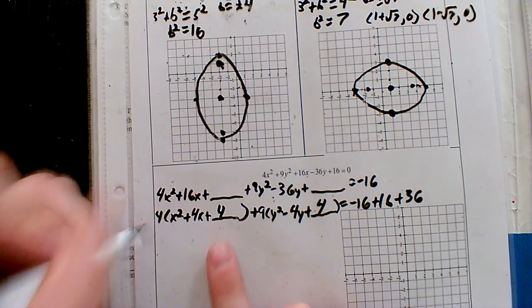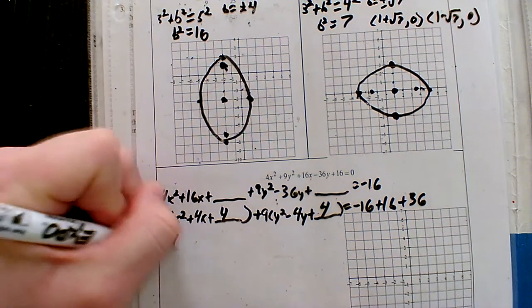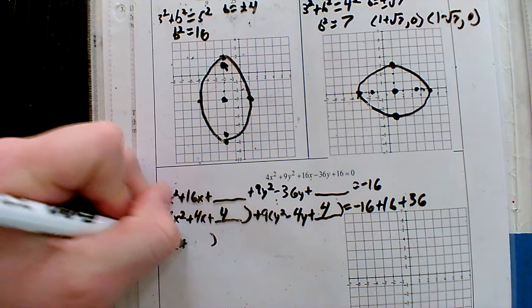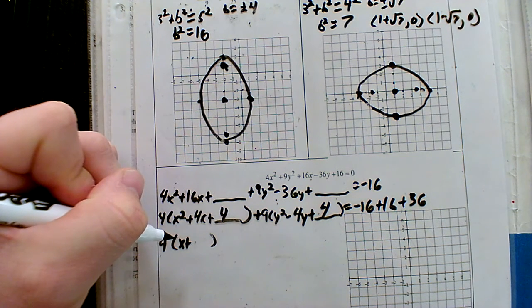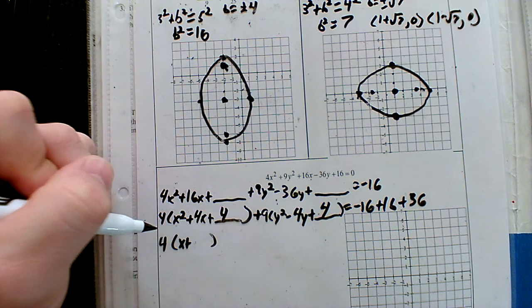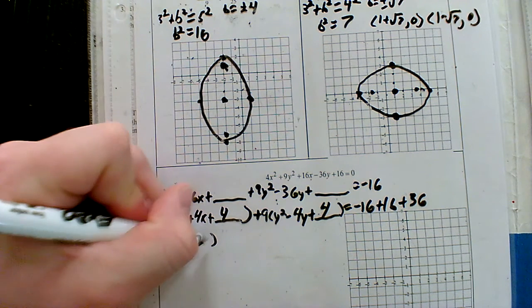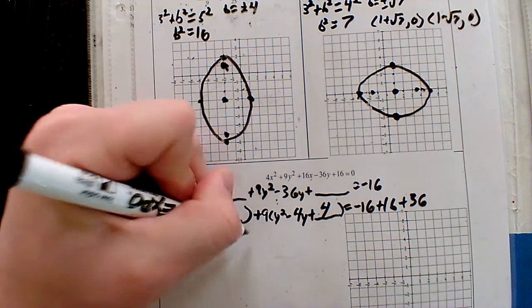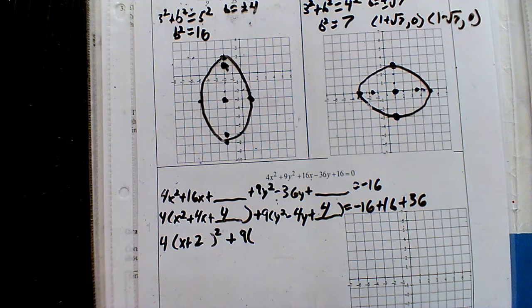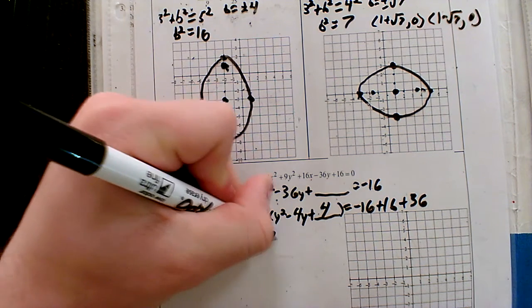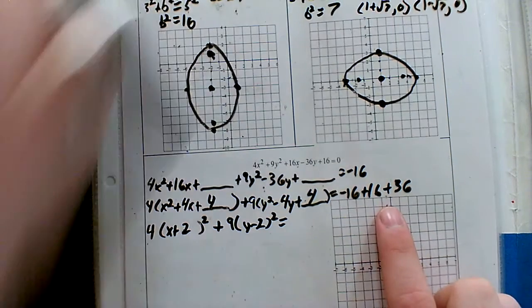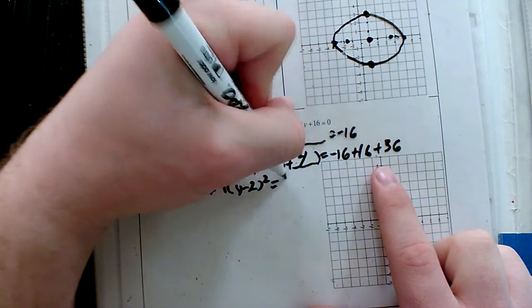Okay, so let's go ahead and try to factor this side. We still have the 4 out in front, and we want to factor this part here. If we factor that, we would get x plus what? X plus what? 2, and that's squared. Okay. On this side, we still have the 9 out in front. And if we factored this one, we would get y minus 2 squared. On the right side, some stuff's going to cancel out, and we're just left with 36.